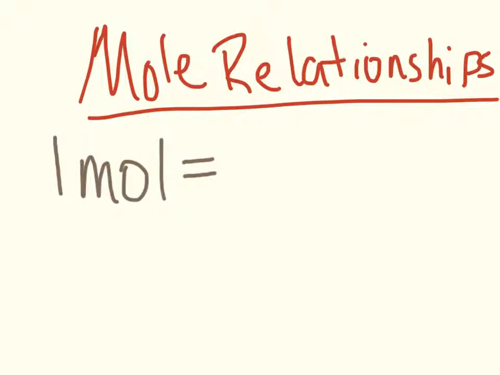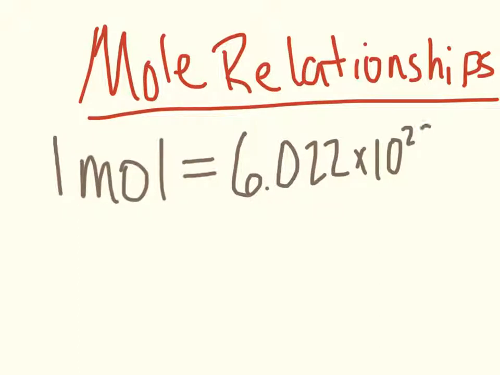So just like a dozen is always 12, a mole is always a certain number of things. Specifically, it is 6.022 times 10 to the 23rd particles, things, atoms; we'll write "part" and abbreviate it. But it is also equal to a few other things.